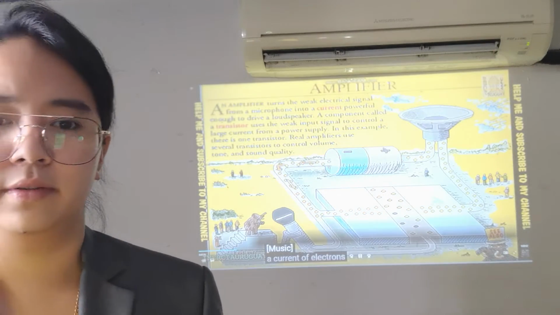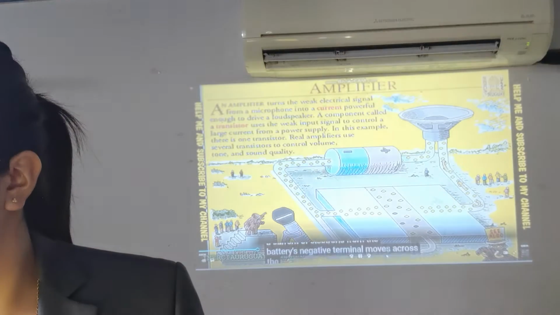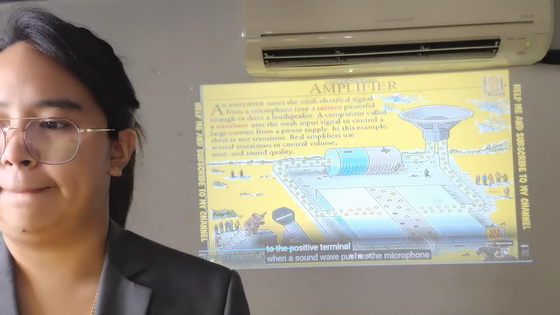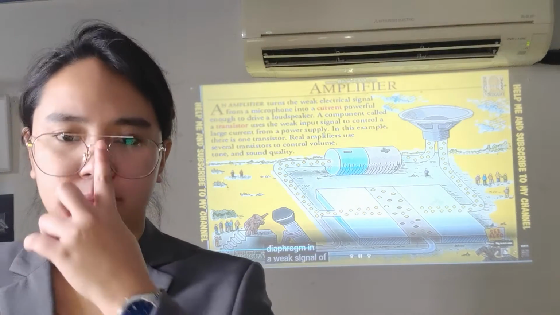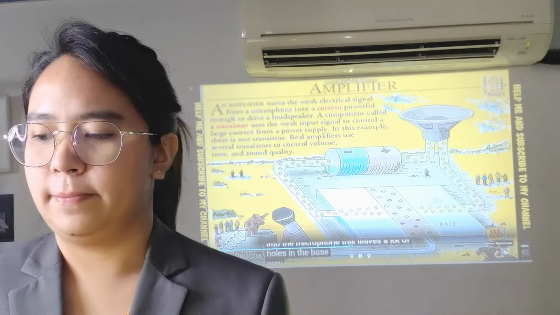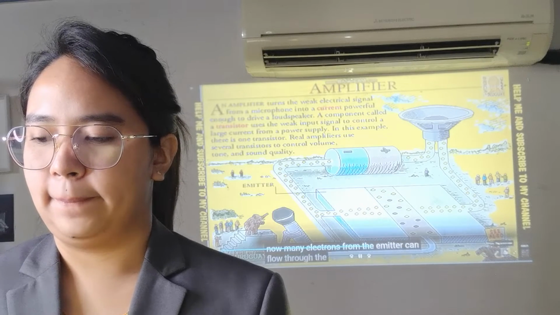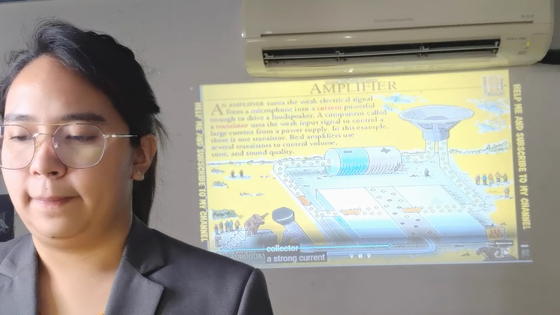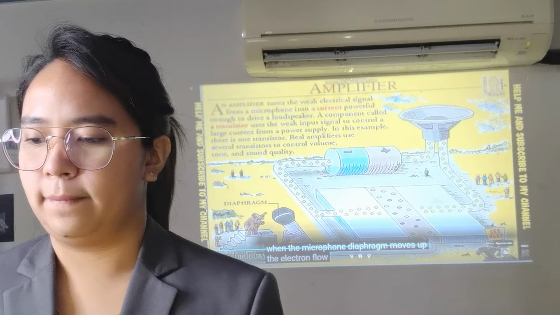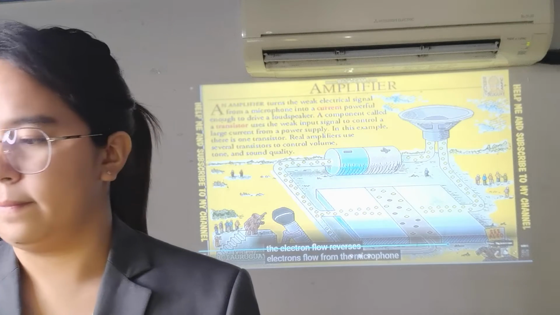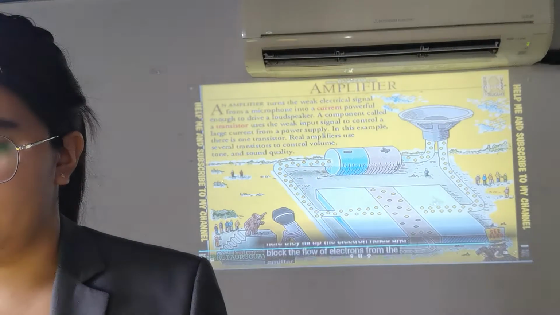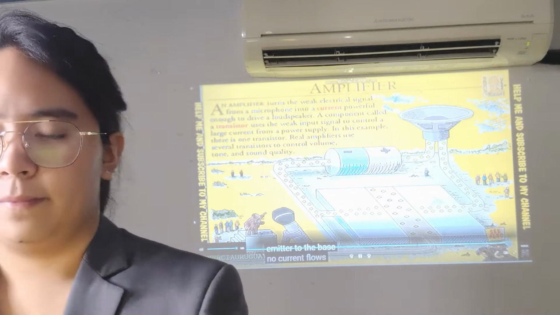A current of electrons from the battery's negative terminal moves across the transistor through the loudspeaker to the positive terminal. When a sound wave pushes the microphone diaphragm in, a weak signal of a few electrons flows into the microphone. This leaves a lot of holes in the base. Now, many electrons from the emitter can flow through the base and into the collector. A strong current flows to the loudspeaker. When the microphone diaphragm moves up, the electron flow reverses. Electrons flow from the microphone into the base. Here, they fill up the electron holes and block the flow of electrons from the emitter to the base. No current flows.